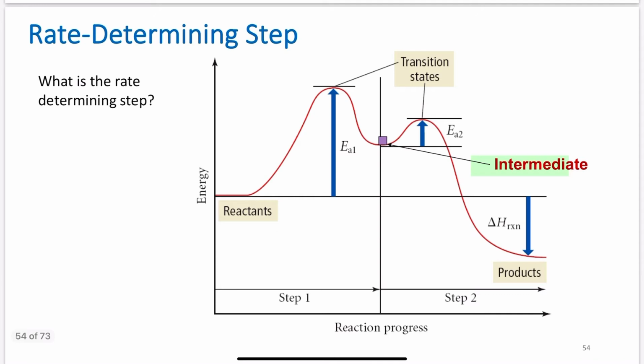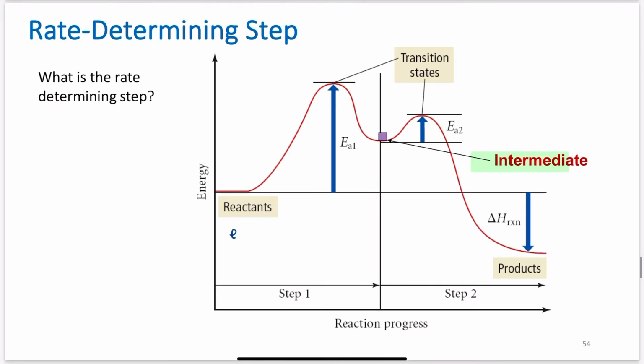So what is the rate determining step in a reaction here? This is called a reaction profile. It shows you the reaction progress versus energy. We see reactants versus products. Overall, the reactants are at a higher energy state than the products, which means this is an exothermic reaction. So delta H would be negative. We release energy. But I can't just go from reactants to products. I have to go through these transition states.